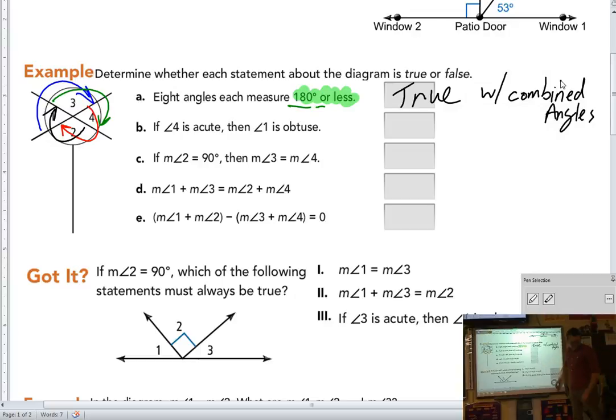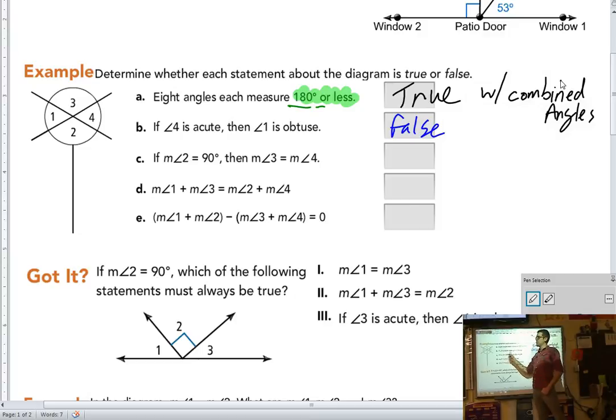On B, Colin, if angle 4 is acute, 1 is obtuse. What do you think? That's false. False. Why do we know that? Because it's not obtuse. It has to be over 90, but less than 90. So what is the relationship between angles 1 and 4? They are both beside each other, and they have the same degrees. Yeah, they are vertical, so they're going to be the same.